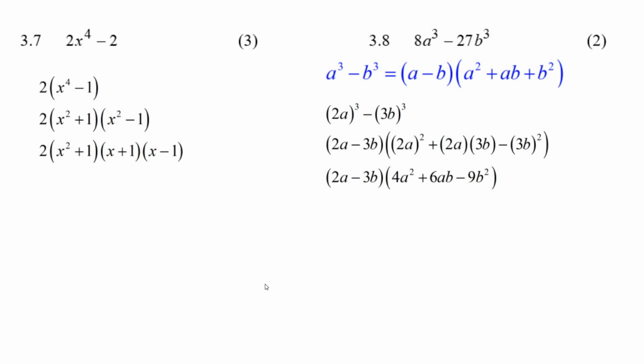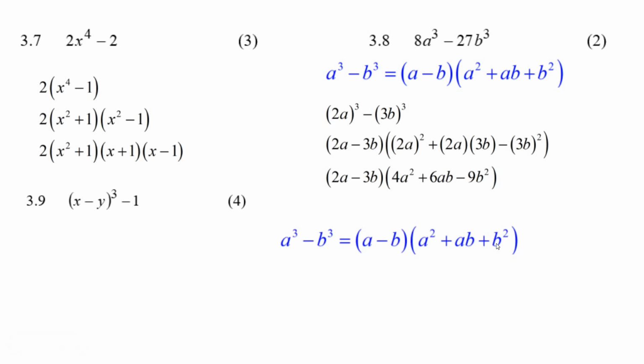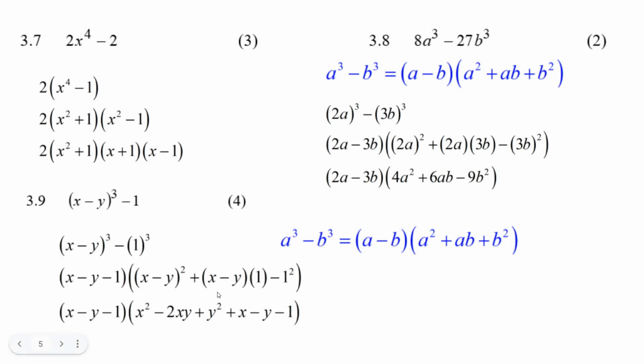Now, you can get a question like this one here, and it's the same story. You just have to think, okay, this is a. X minus y is your a. And 1, well, 1 cubed is 1, so my b is just 1. So it's just a matter of using the same formula, but instead of a cubed minus b cubed, instead of a, here, it's already done for us. It's x minus y.